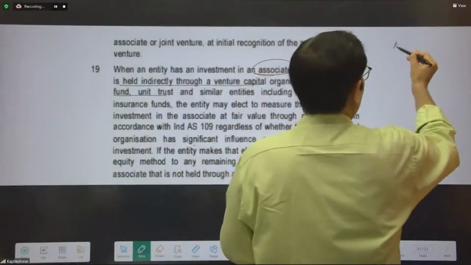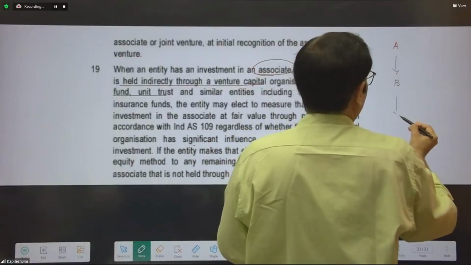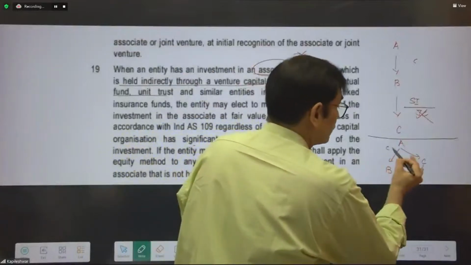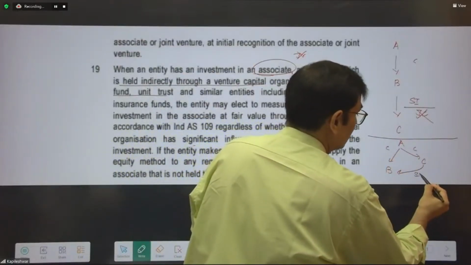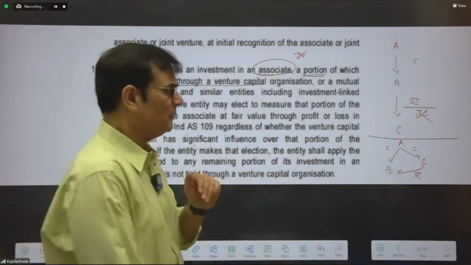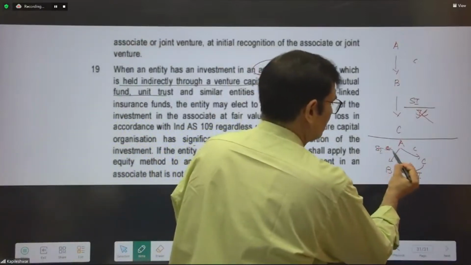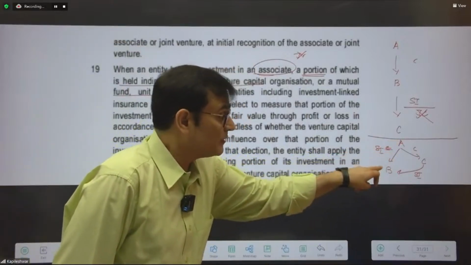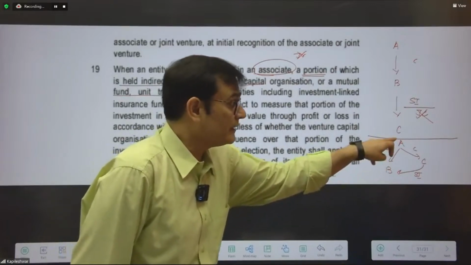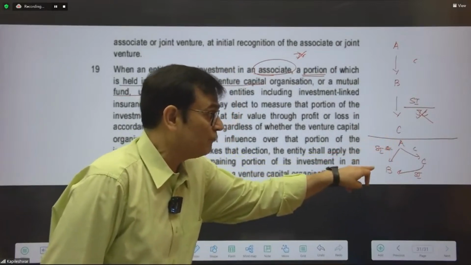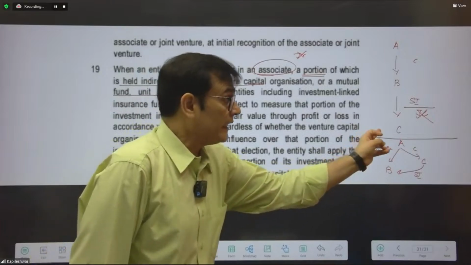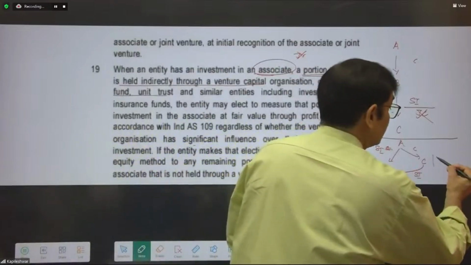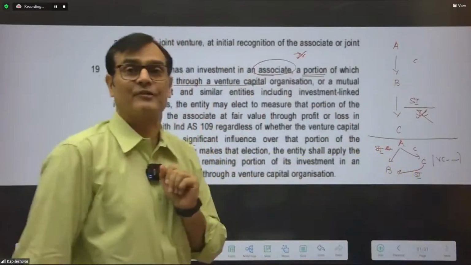Now, if you consider the chain, A has got a control in B and B has got a significant influence. There could be two things. A has got a control over B and C has got a significant influence over B. Or maybe A has got, let's say, a significant influence over B. Now watch this carefully. A has got a direct investment in B, significant influence in B. A has got, through a subsidiary, significant influence. And here we are saying that C is a venture capital organization, etc.